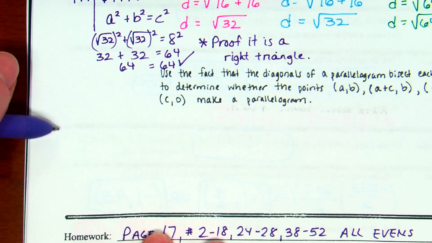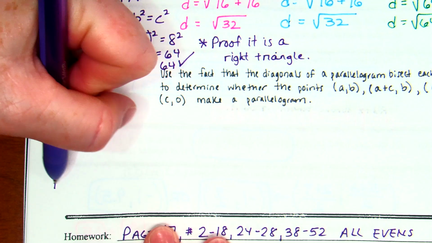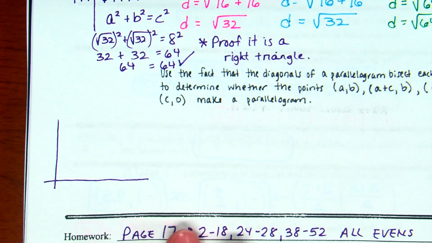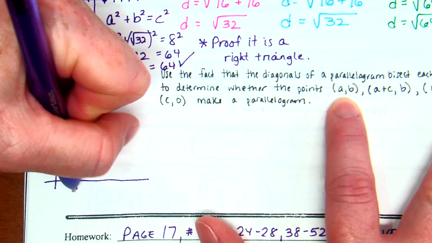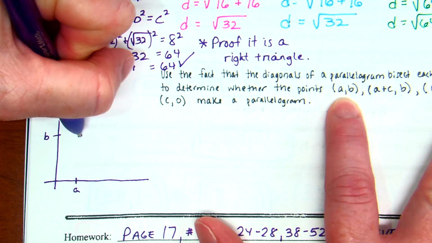I'm going to kind of do like a first quadrant graph, okay? Now notice what it says. The points, A, B. So a point AB, I'm going to go right A and up B. So there's a point, okay? We'll come back to this A plus C comma B one. Save it for the middle, okay?